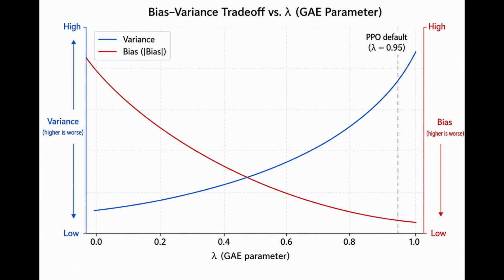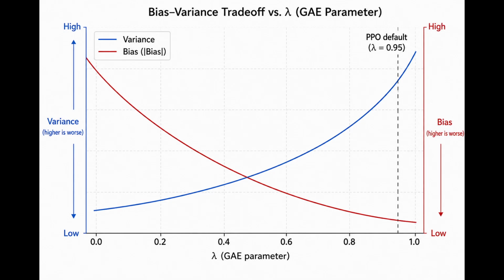The most common and effective baseline is the value function V(s_t), an estimate of how much total reward you'd expect from state s_t onward. When you subtract V(s_t), the quantity R_t - V(s_t) has an intuitive name, the advantage A_t. A_t = R_t - V(s_t).